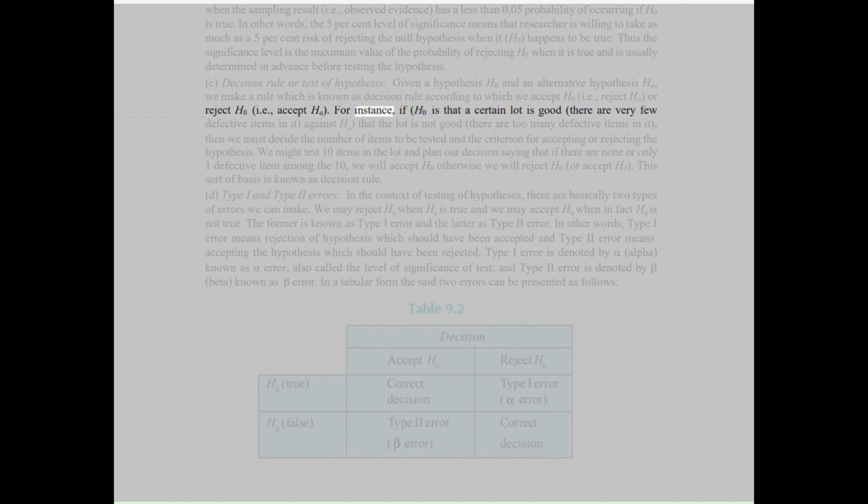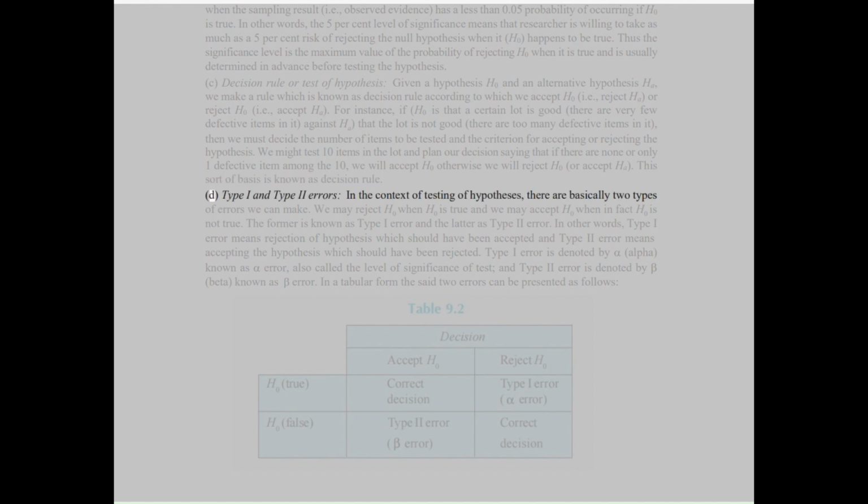For instance, if H0 is that a certain lot is good, there are very few defective items in it, against HA, that the lot is not good, there are too many defective items in it, then we must decide the number of items to be tested and the criterion for accepting or rejecting the hypothesis. We might test 10 items in the lot and plan our decision saying that if there are none or only one defective item among the 10, we will accept H0, otherwise we will reject H0, or accept HA. This sort of basis is known as decision rule.